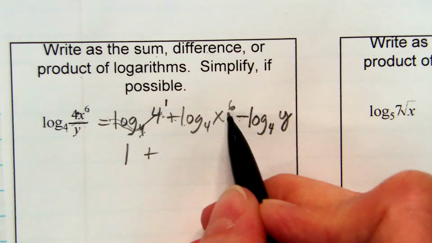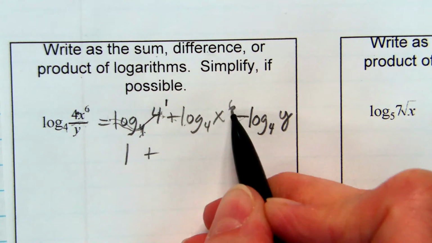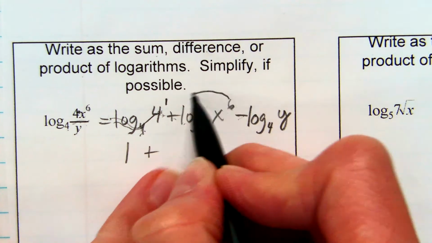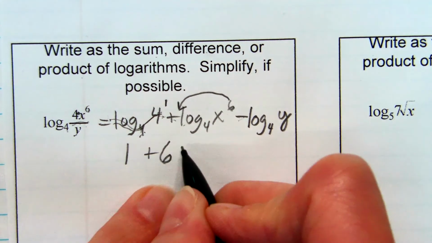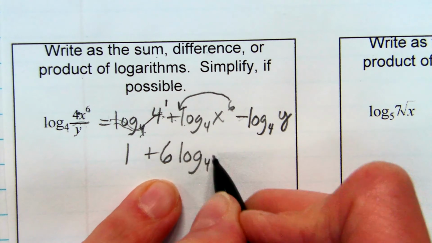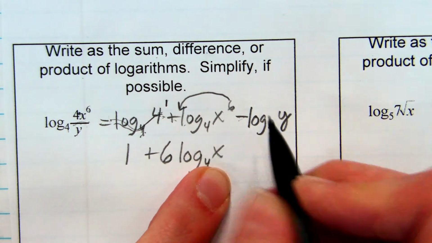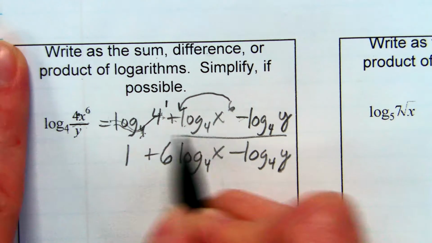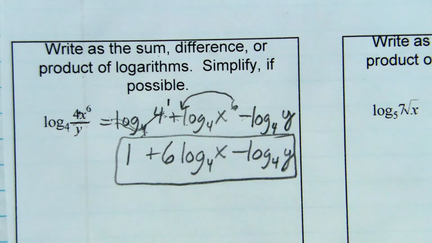What could I do with this next one? Move the 6. Yeah, so you don't want to have any powers left, so we can move the 6 down in front. That's the power rule. 6 times log. So now I only have an x that I'm taking the log of, and minus log base 4 of y. I can't do anything more. So that's it. That's all I had to do. Oh my god, yay. It's done.